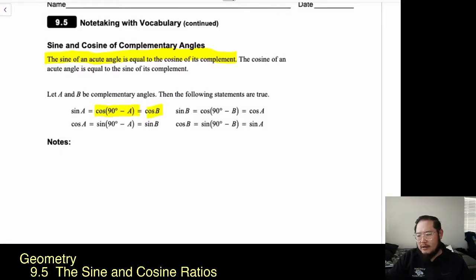And we could go ahead and repeat the same process. The cosine of angle A is equal to the sine of 90 degrees minus angle A. And there you go, sine of B.